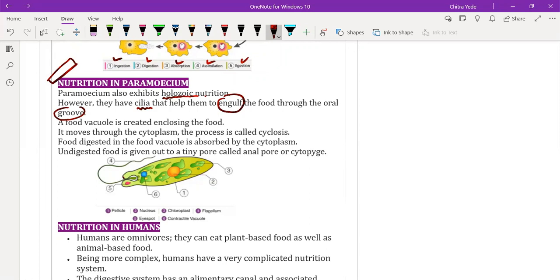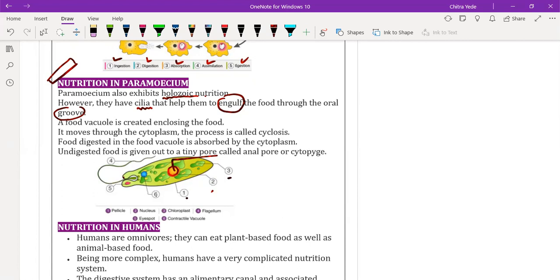Next, the food vacuole is created, enclosing the food. And the food, see here, that is the nucleus. See here, all the names are given. First, second, third, according to the number you can name them also. So here the food vacuole is created enclosing the food.